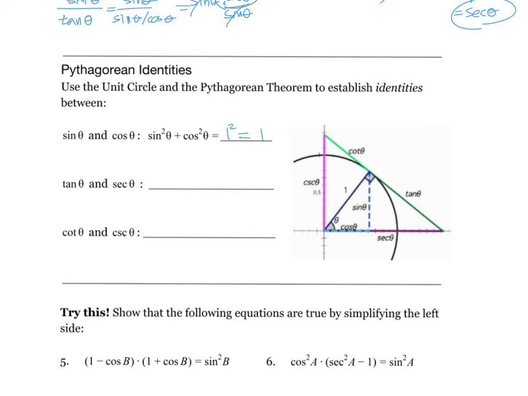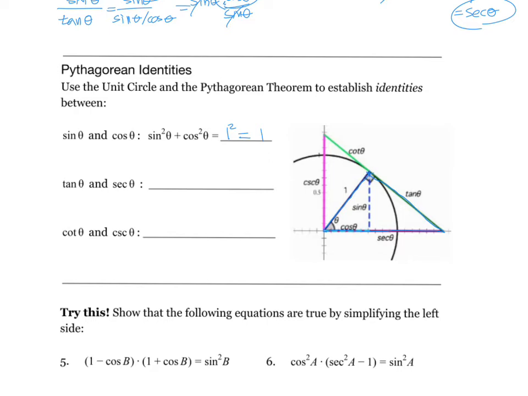So, doing something similar with tangent and secant. So involving the tangent and secant, we're going to be looking at, that's hardly visible, let's try this, this right triangle here, because the hypotenuse is secant. One leg is tangent, and the other leg is 1.